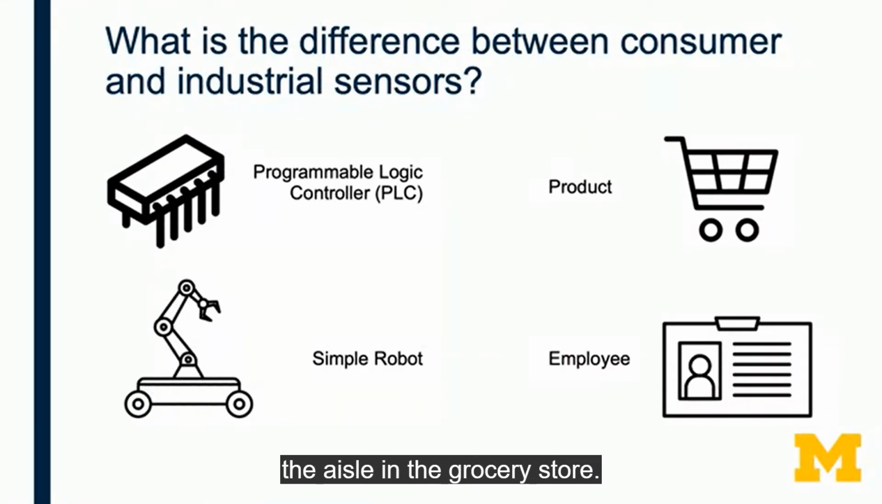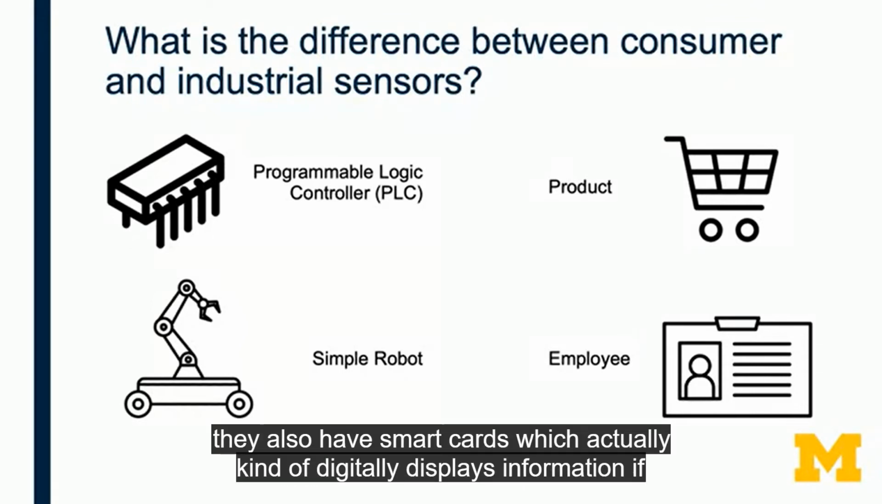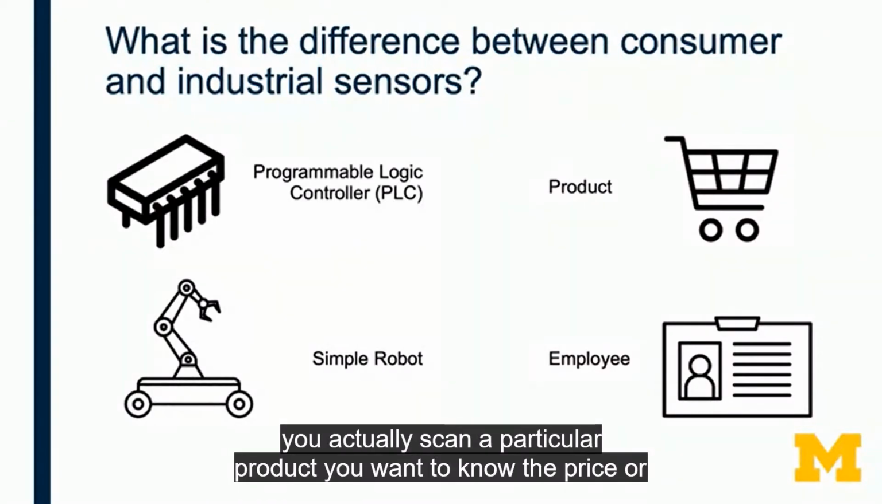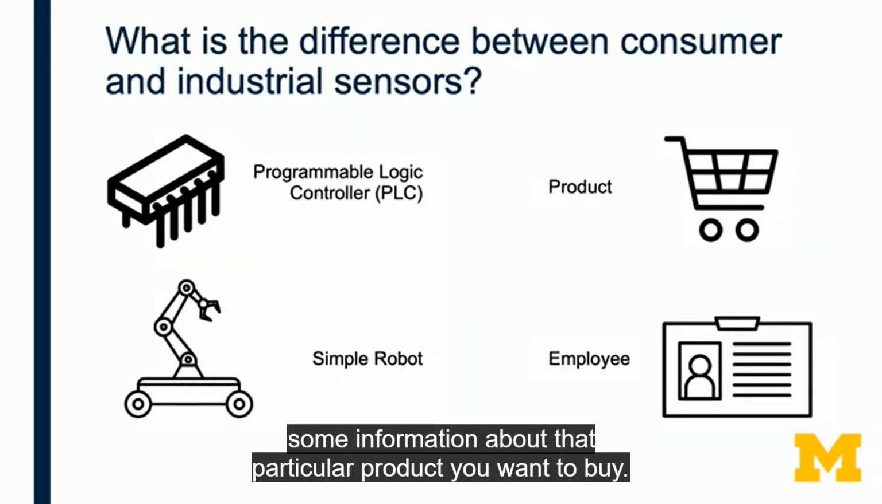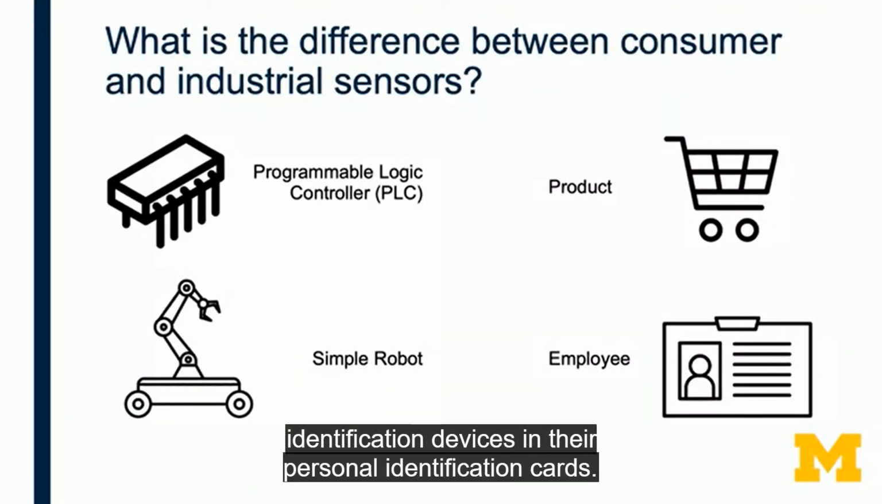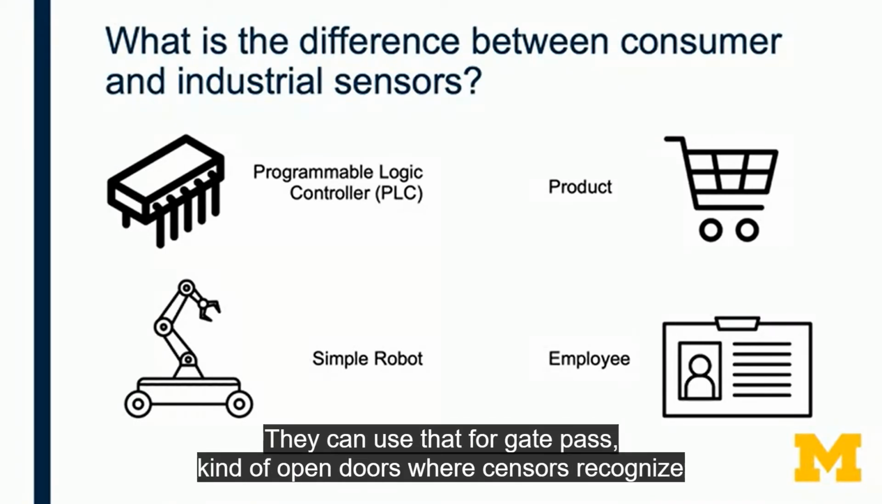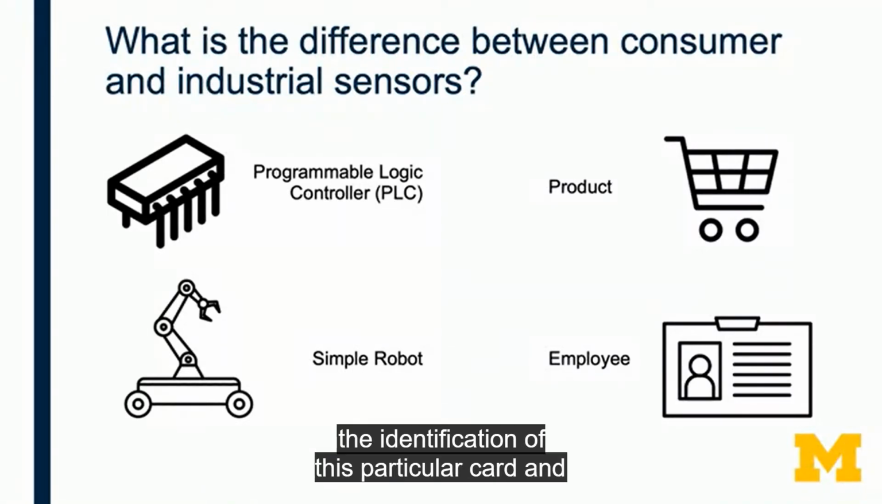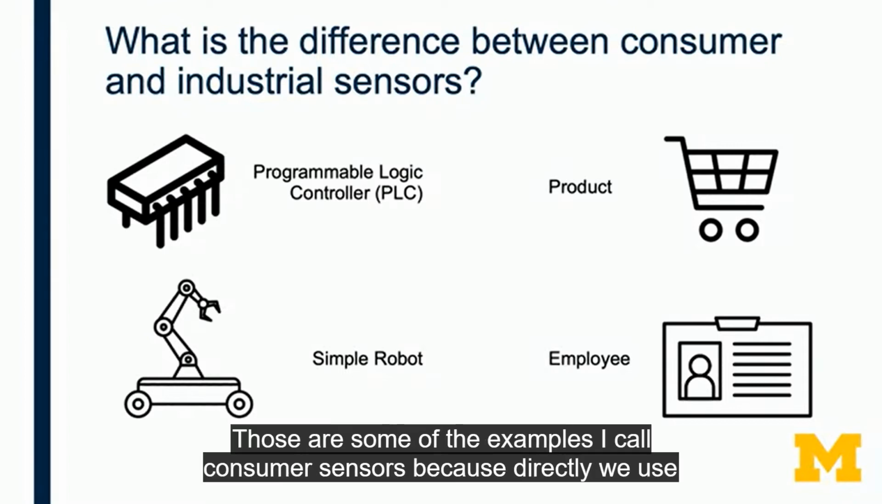It could be multiple sensors as you're walking through the aisle in the grocery store. In some grocery stores, they also have smart cards which digitally display the information. If you scan a particular product, you want to know the price or some information about that product you want to buy. In some companies, it's quite prevalent now where they use sensors or identification devices in their personal identification cards, and they can use that as a gate pass to open doors, where it senses and recognizes the identification of this particular card and then gives the required access that is needed. Those are some of the examples I call consumer sensors, because we use them directly as consumers, as citizens.